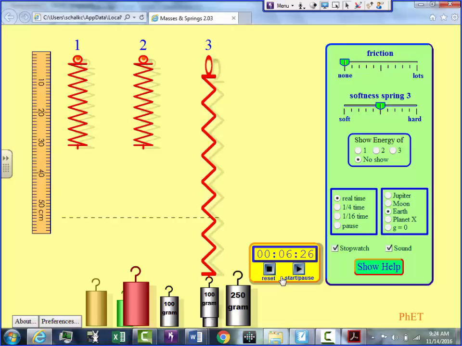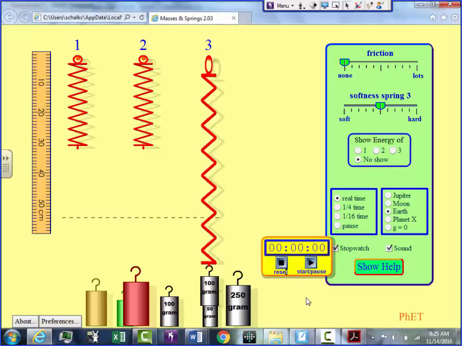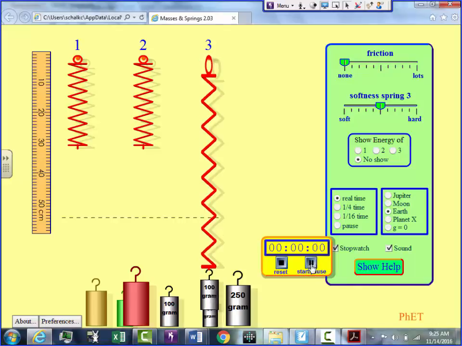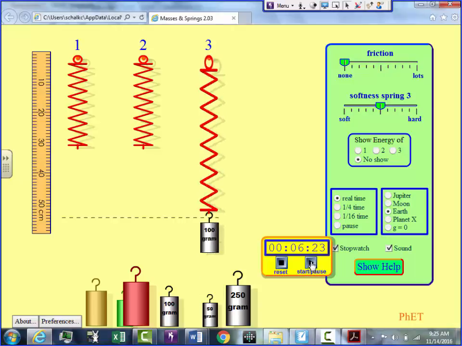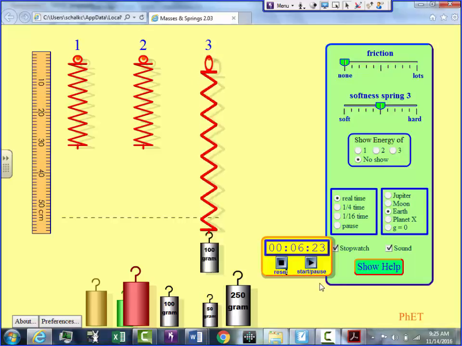This is a really easy calculation though. To find the period then, what's the period gonna be? 0.626 seconds, right? You just have to divide by 10. Ten oscillations took 6.26 seconds. I'll do it one more time just to make sure that it's in the same ballpark. Go. 1, 2, 3, 4, 5, 6, 7, 8, 9, 10. That's pretty close. 6.23 seconds. So 10 oscillations. Each oscillation is about 0.62 of a second.